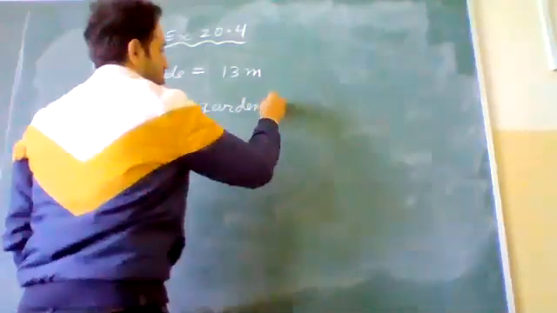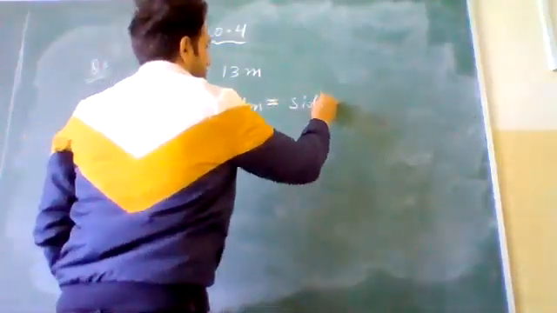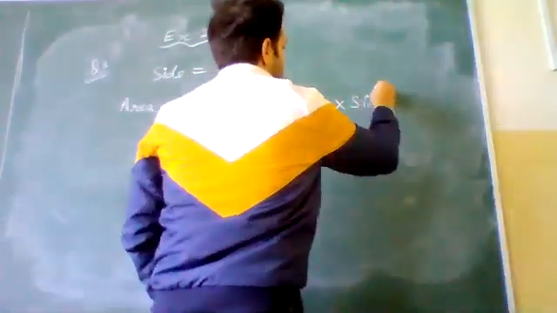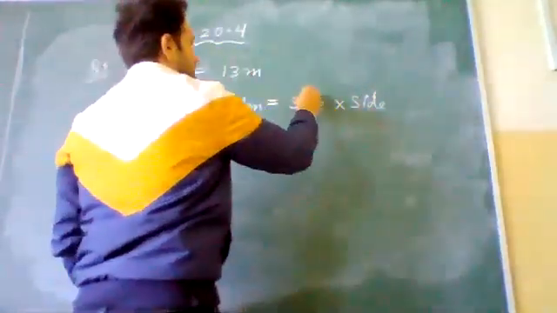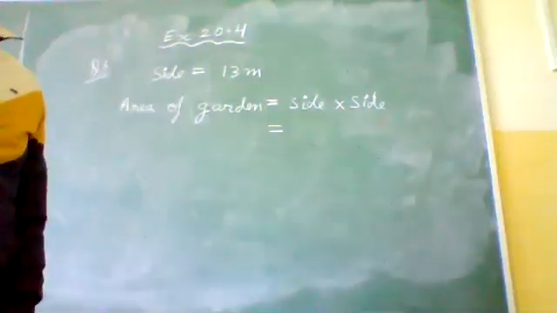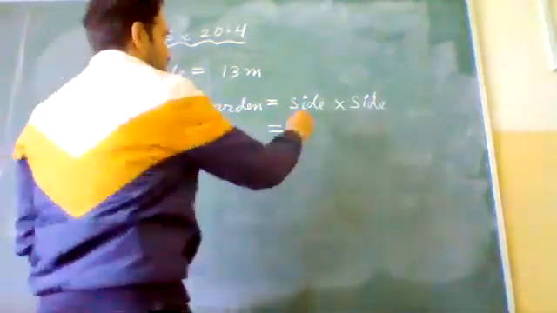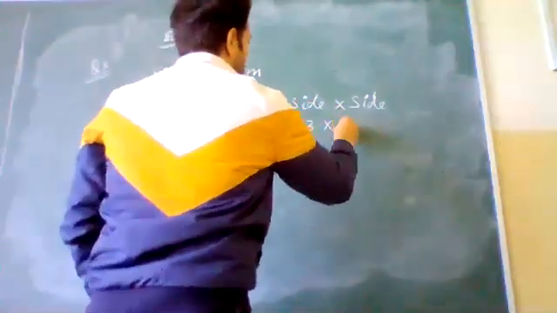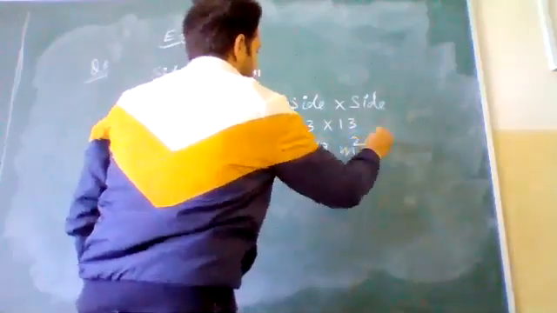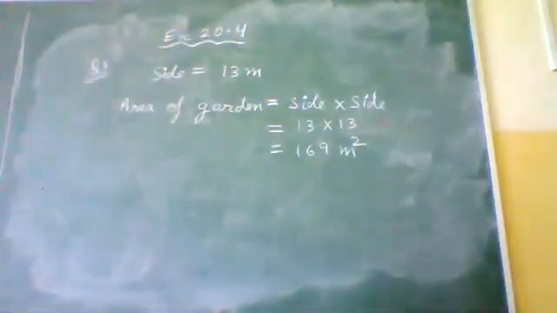equal to side. Sir, is the second answer 30 centimeters? Yes, correct. Second one we answer 30 centimeters. In the third one, it is a square garden, so area equals side into side. 13 into 13, answer is 169 meters square. Do it.